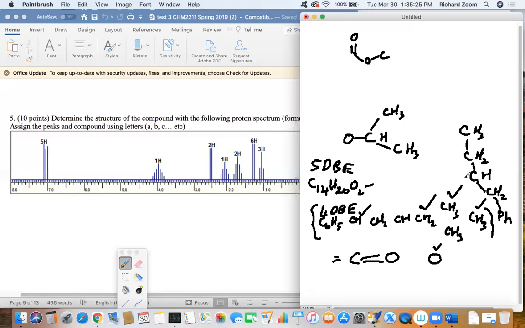So the structure must be something like this, with the C double bond O here, then the O, and connected to the CH and the 2 CH3s. I must admit that one was a bit of a challenging one, but that's how it came out. Anybody got any questions?